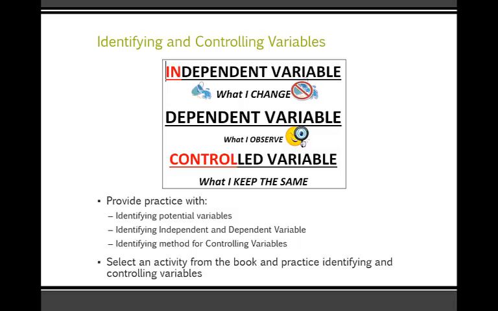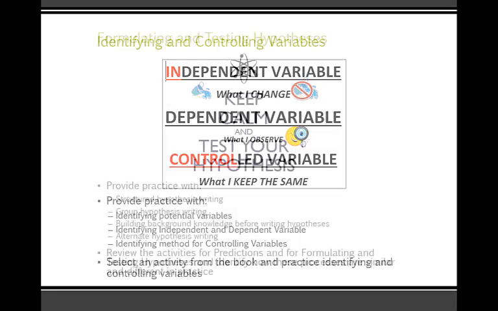So the book has a bunch of activities for controlling variables, and this is one that I want you to select an activity and think through what the variables would be. It's one thing to just hear me say, identify potential variables or identify the method for controlling them. It's another thing to really look at some examples of that and practice identifying them.